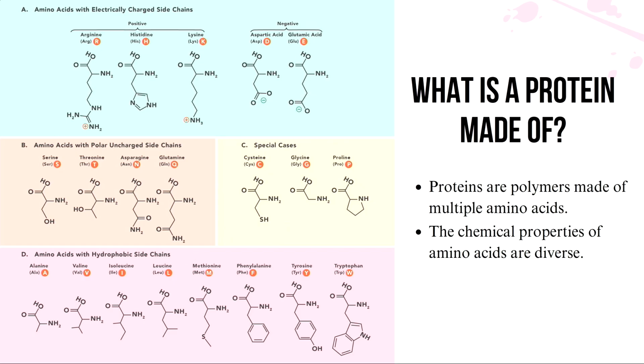The first classification here says amino acids with electrically charged side chains. So what do charges do? Are you familiar with positive charges, negative charges, right? If I have a positive charge and a positive charge and I bring them together, what is going to happen? They will repel. Okay. If I do the same with negative and negative, they will repel. Positive and negative, they are going to attract. To put it simply, like charges repel, unlike charges attract. Okay, keep that in mind.